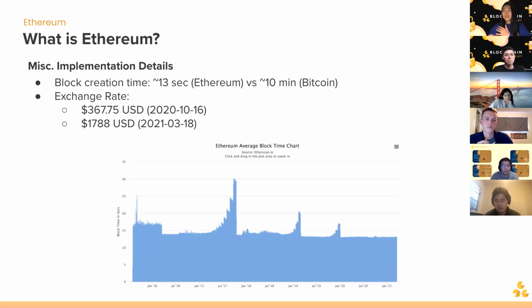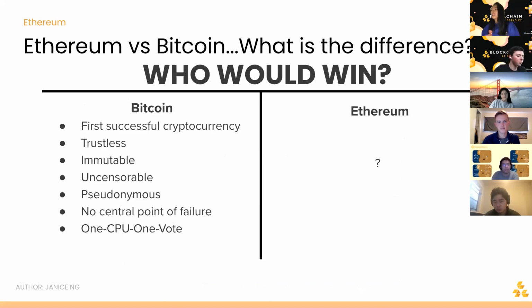And the exchange rate, when I was writing this recently, I was really sad because the last time I wrote this was in October of last year, and the price was 367 USD for 1 Ether. But now it's 1,788 USD. So I'm pretty sad that I didn't get it earlier, but you can see how it's increasing right now. Okay, cool. So what is the difference between Bitcoin and Ethereum?